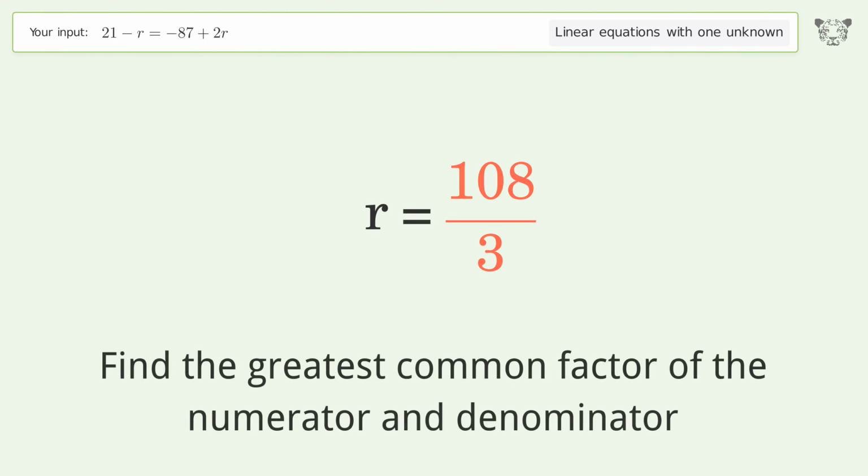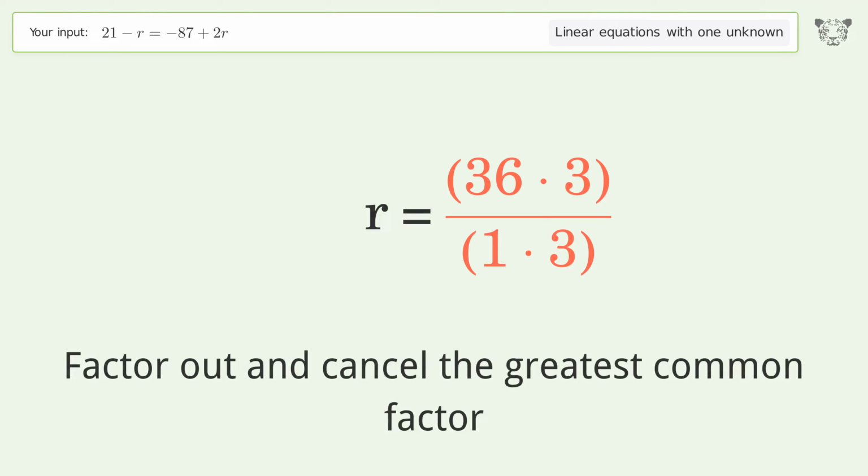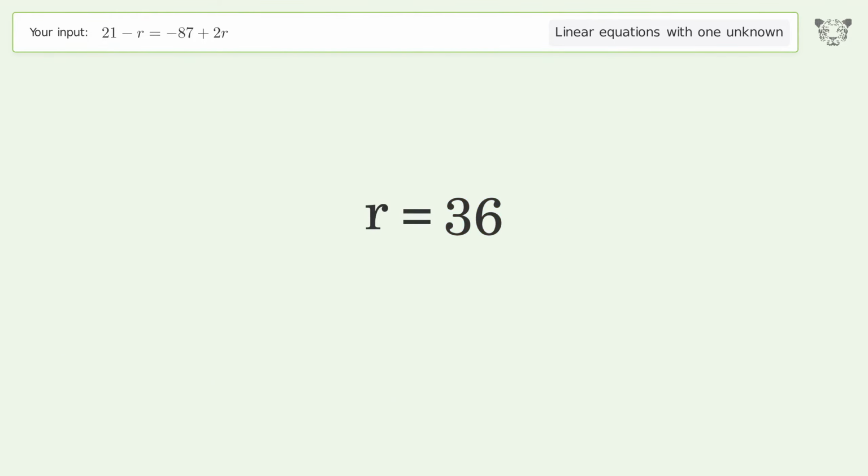Find the greatest common factor of the numerator and denominator. Factor out and cancel the greatest common factor. And so the final result is r equals 36.